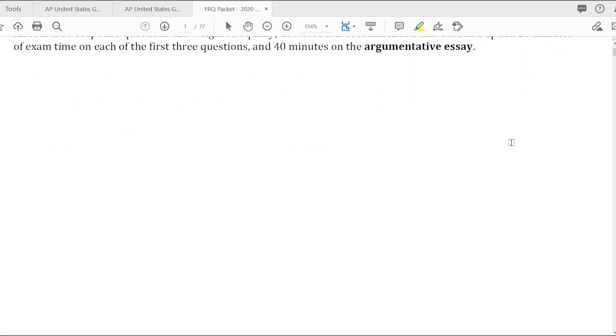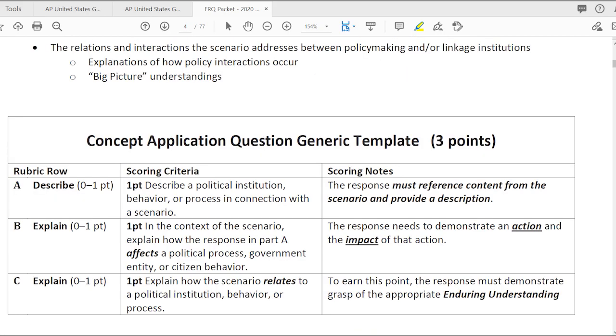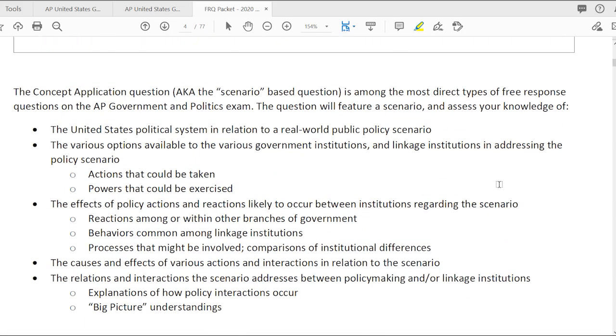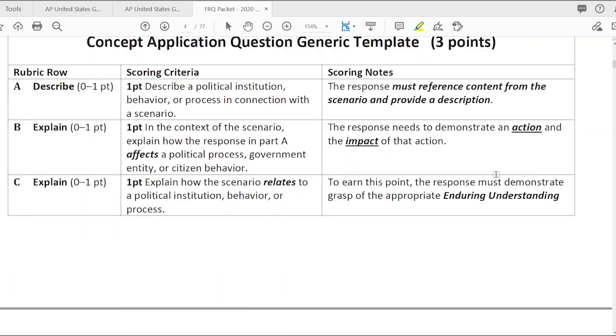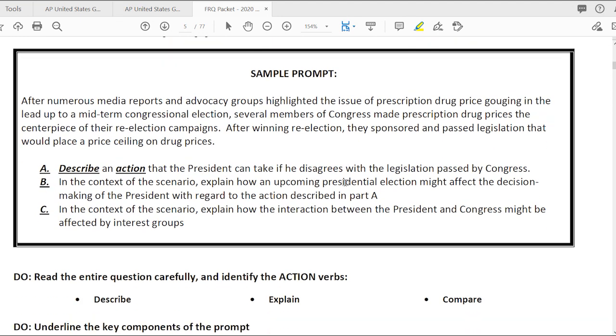So let's look at the concept application template and look at a sample question that's in your materials. Okay. So here is a sample prompt, something that I put together. Luckily, I spent quite a bit of time on this, and they happen to be testing it. So I assume they're going to test it, but now we know they're going to test it. So let's take a look.